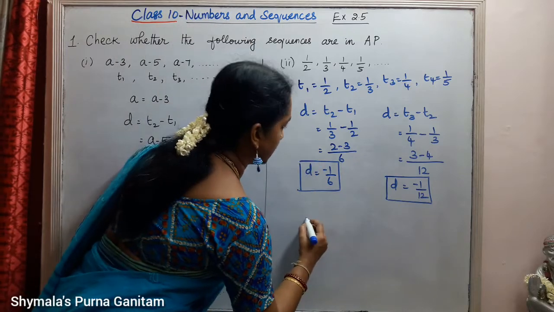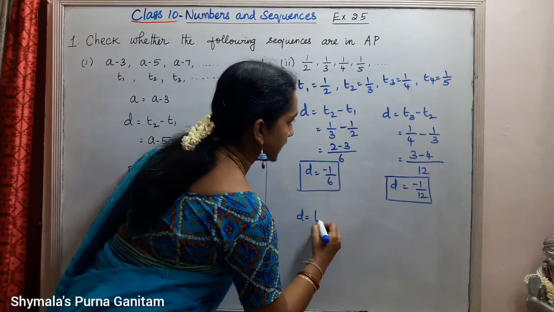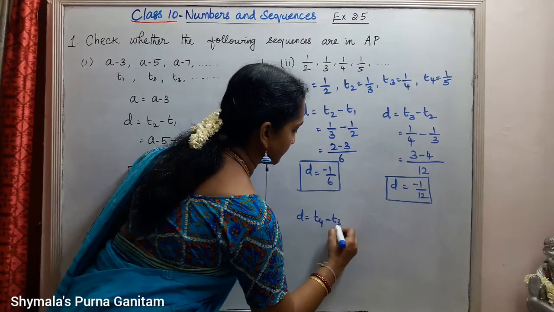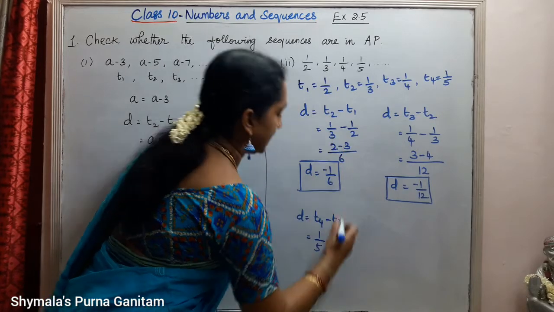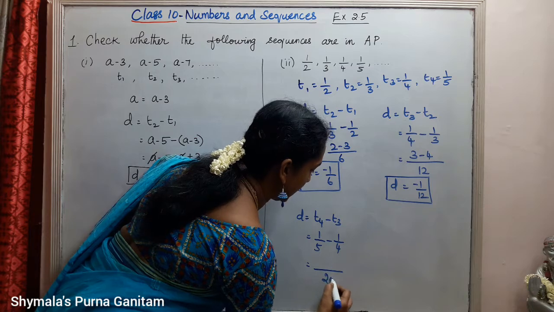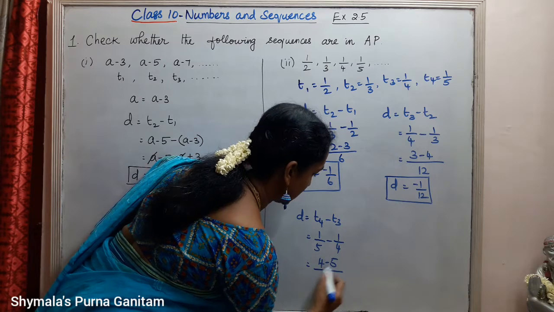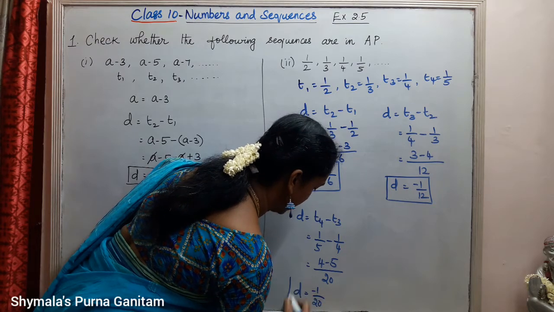Then one more d we will find. d is equal to T4 minus T3. T4 is 1 by 5 minus T3, which is 1 by 4. The LCM for this is 20. We will get 4 minus 5 here. So the difference we will get is minus 1 by 20.